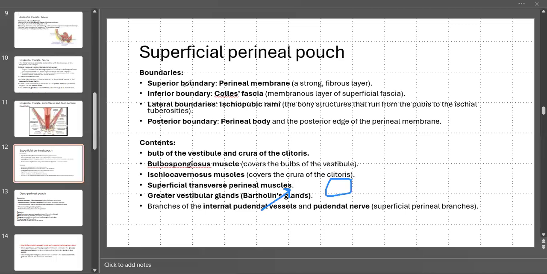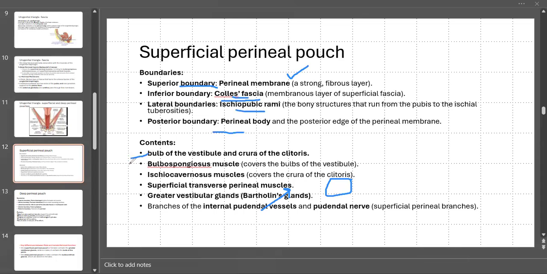The superior boundary of the superficial pouch, again the past paper question, is the perineal membrane. Inferior boundary is Colles' fascia. Laterals are the ischiopubic rami and posterior boundary is the perineal body. What are the contents? Bulb of the vestibule and crura of the clitoris.